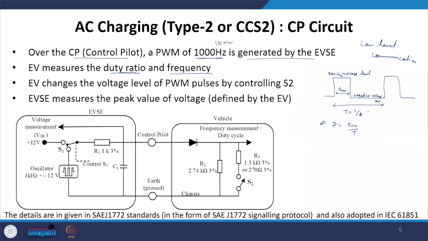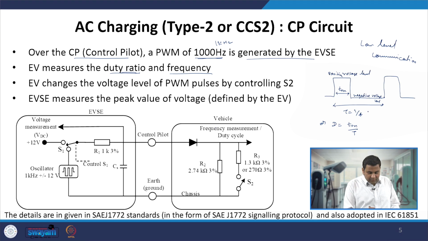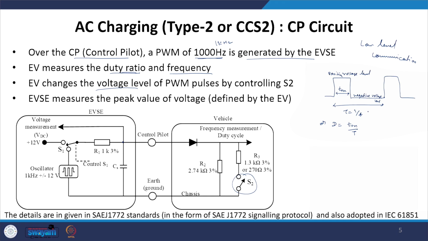So, the EV measures this frequency and duty cycle. If the frequency is not within the required range, then they will stop the communication between them and charging gets stopped. Then it is the EV which changes the voltage level, or you can say the amplitude of the PWM, and that is when the EVSE comes to know whether the EV is ready for charging or not. On the EVSE side, the EVSE measures the voltage between the control pilot and protective earth. So, in the communication over the CP line, the pulse width modulated signal of 1 kilohertz is being sent, and the EV measures those duty ratio and frequency.